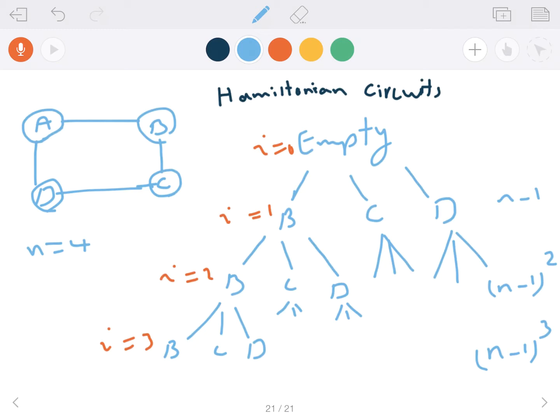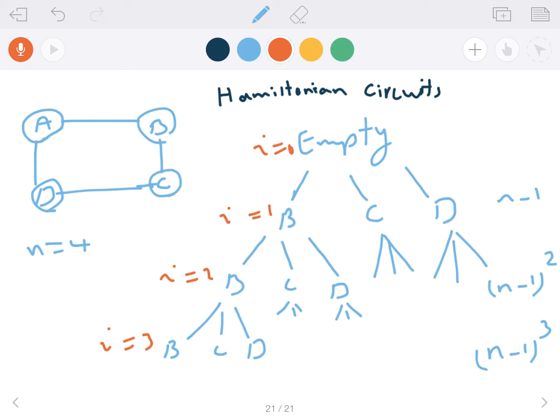The Hamiltonian circuit problem is about finding if there exists such a path, that starting with one node, you can visit all nodes exactly once and go back to the city that you started from. So here we have a graph with 4 nodes. So n is equal to 4, and let's say that we are going to start from node A, visit all other nodes exactly once, and go back to node A.